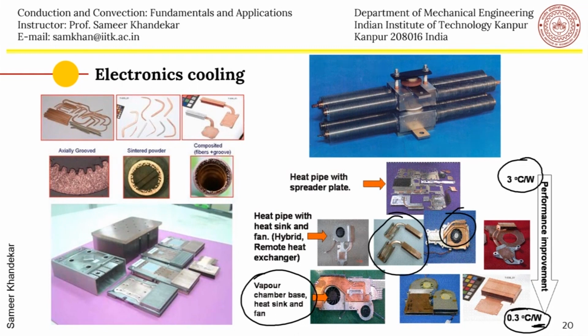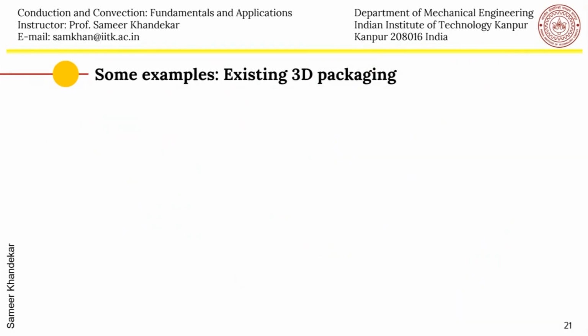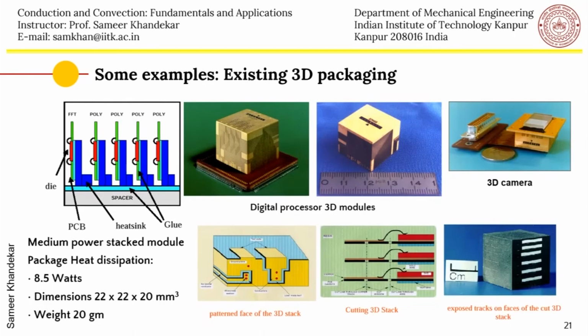We can also move from a two-dimensional electronic package to a 3D package. So here you see some examples of small 3D packages of the order of 8 to 10 watts, from Alcatel or Nokia, or other companies which manufacture or are experts in such 3D manufacturing, where heat pipes are also embedded as part of the thermal management strategy.